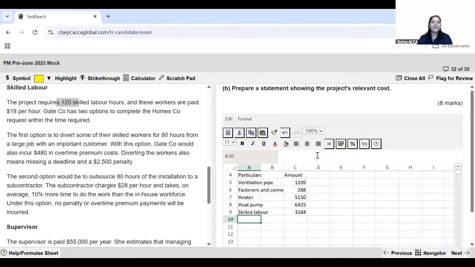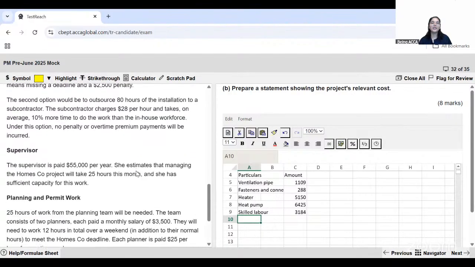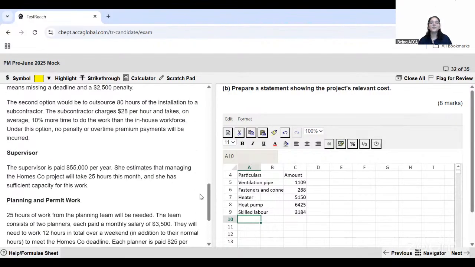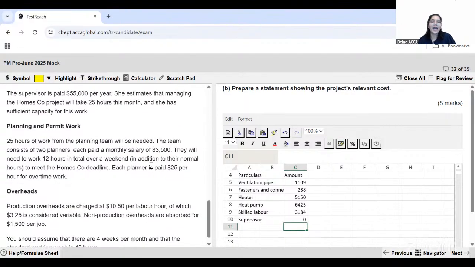Then we move ahead to the next adjustment now, which pertains to a supervisor. The supervisor is paid $55,000 per year. She estimates that managing the Homes Company project will take 25 hours this month, and she has sufficient capacity for this work. So that means there is nothing extra that we have to pay to the supervisor as a result of the project. So zero, nothing extra is what we have to pay. There is no incremental cost.